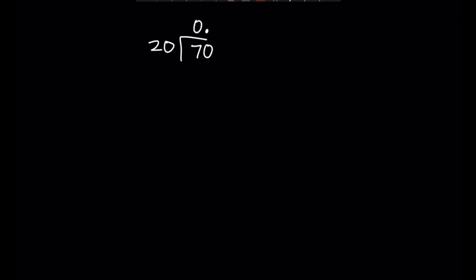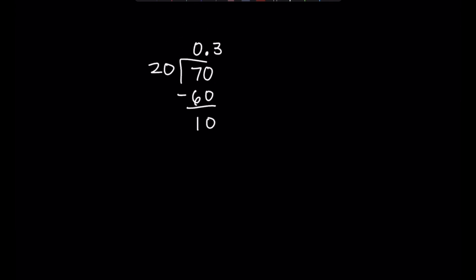So now we can repeat those steps. How many times does 20 go into 70? 20 goes into 70 3 times. So we would add a 3 after the decimal point. So we multiply 3 times 20, which is 60, and we would subtract. Then we get 10. How many times does 20 go into 10? 20 doesn't go into 10, but since we have a decimal point here, we can add another 0.